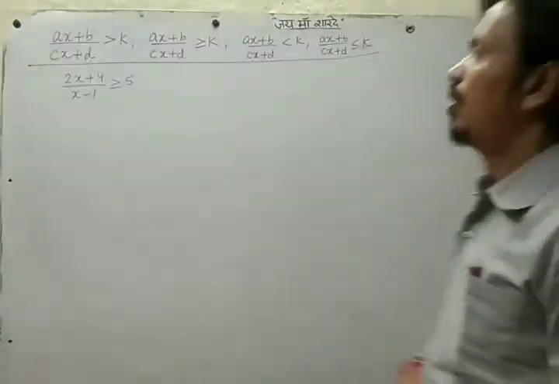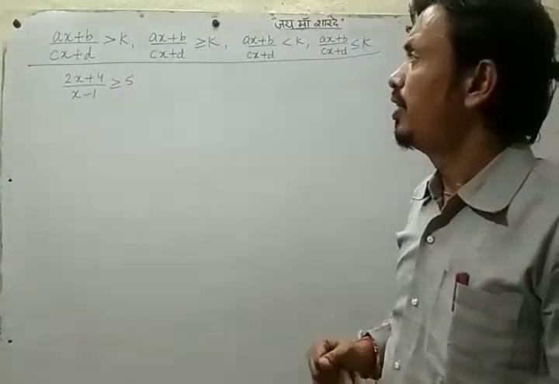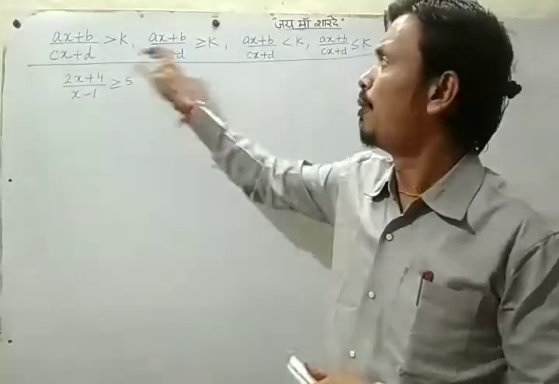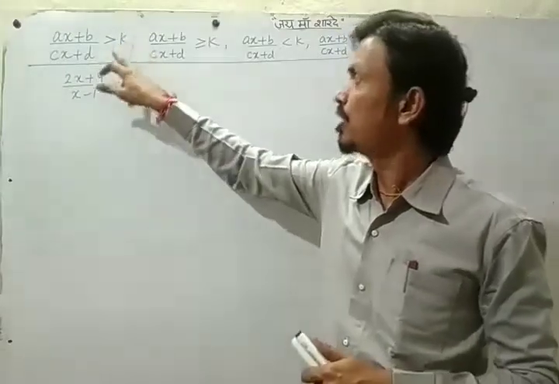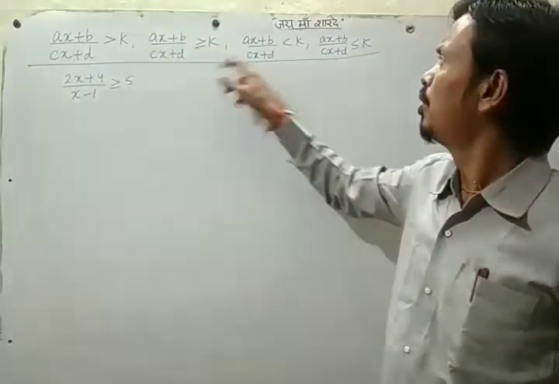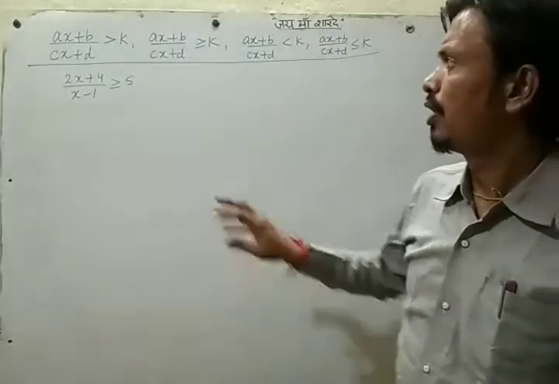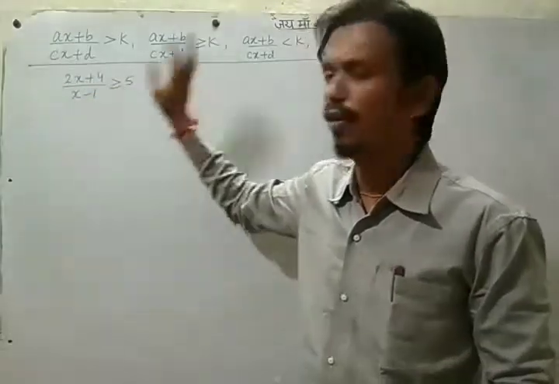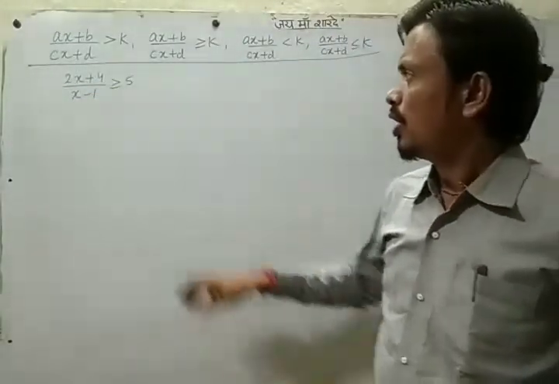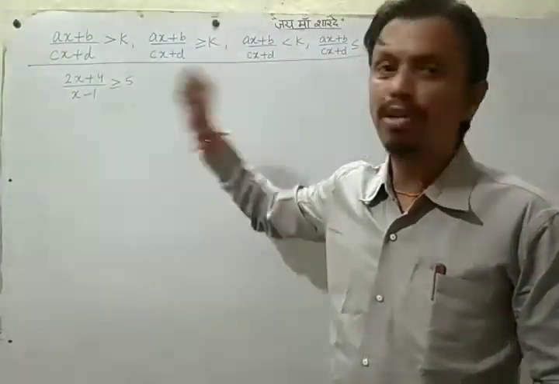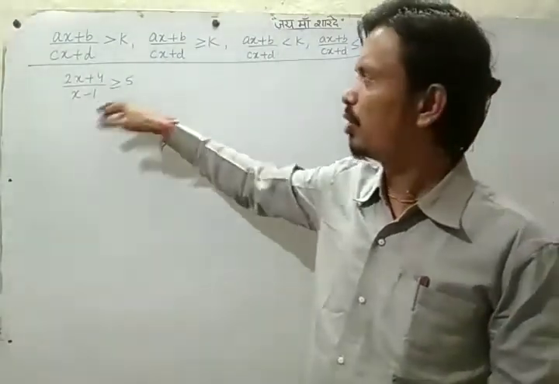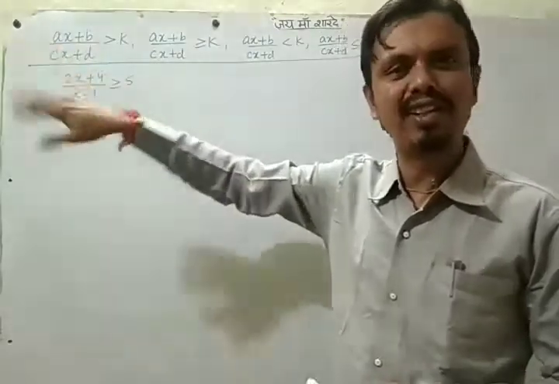Okay students, now we'll see the solution of linear inequalities of this form: ax plus b upon cx plus d more than or equal to, less than or equal to k. Okay? If your given inequality is of this form, then how to solve? If we have one equation in this form, then what to do? We can just cross multiply and bring all x terms to one side, other terms to the other side.